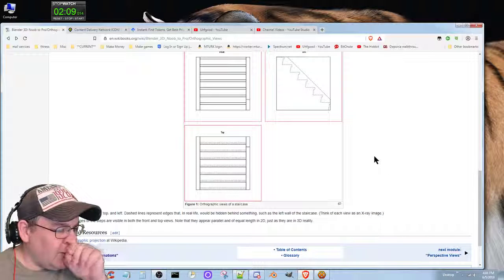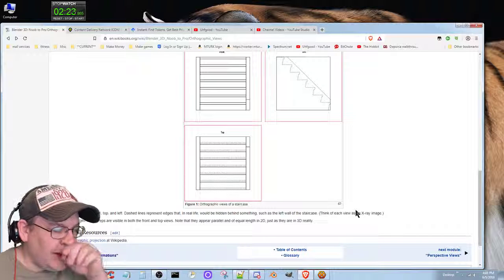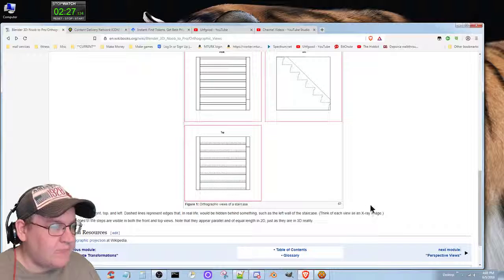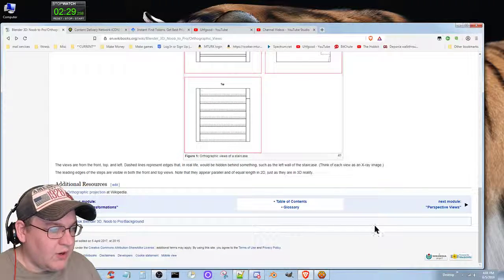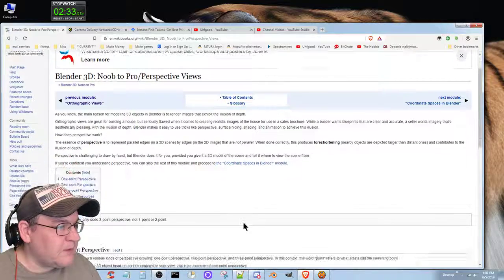The views are from the front, top, and left. Dashed lines represent edges that in real life would be hidden behind something, such as the left wall of the staircase. Think of each view as an X-ray image. The leading edges of the steps are visible in both front and top views. Note that they appear parallel and of equal length in 2D, just as they are in 3D reality. Okay, right, exactly. Now let's go into perspective views.